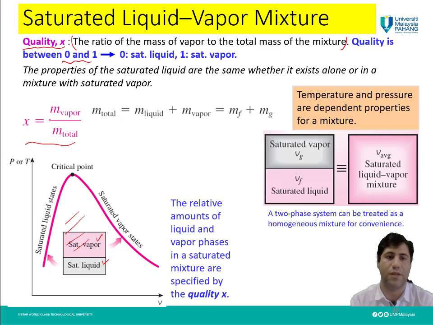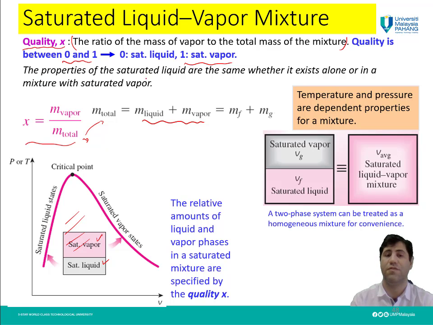Simply by this equation, you can guess that if X is 0, it means we don't have any vapor, so we have saturated liquid. And if we have only vapor, then M vapor will be equal to total M, which is the summation of mass of liquid plus mass of vapor. If X is 1, it means M vapor is equal to M total, so we don't have any liquid. If X is 1, we have saturated vapor only.